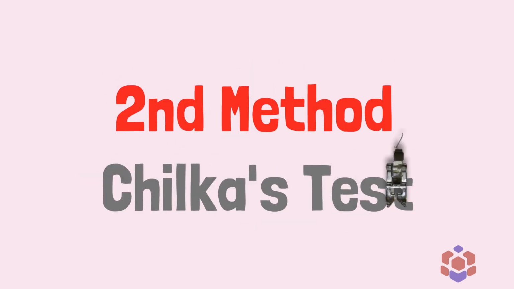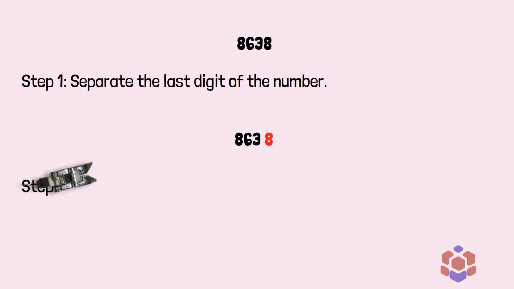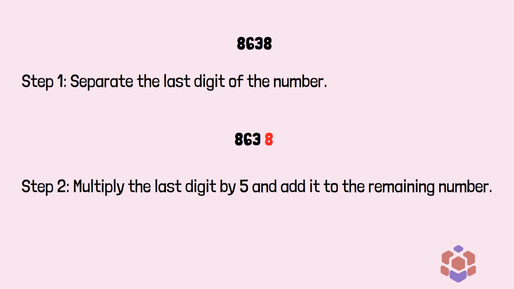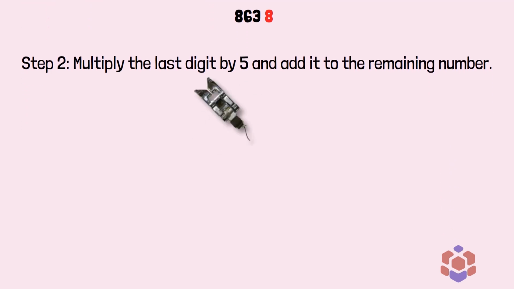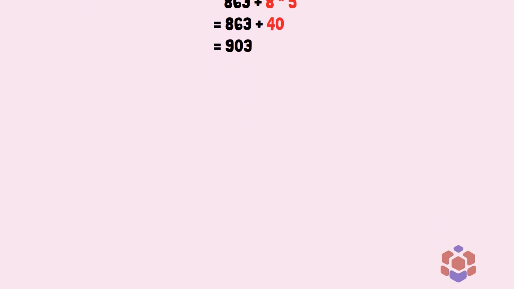Now we will quickly move to the second test, which is also known as Chilika's test. Again, taking the same number 8638. The first step is to separate the last digit of the number. So, we get 863 and 8. The second step is to multiply the last digit by 5 and add it to the remaining number. Please take note, as opposed to the first method, instead of subtracting, we are adding the result in this case. Thus, 8 is multiplied by 5 and added to 863, which gives 863 plus 40 equals 903.